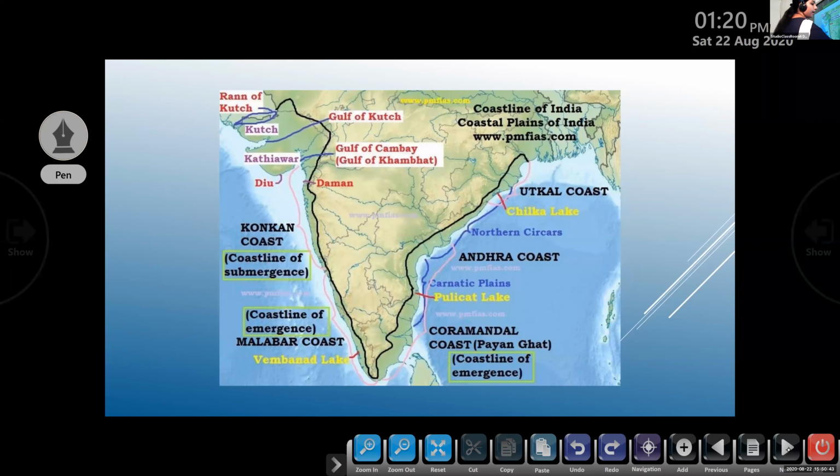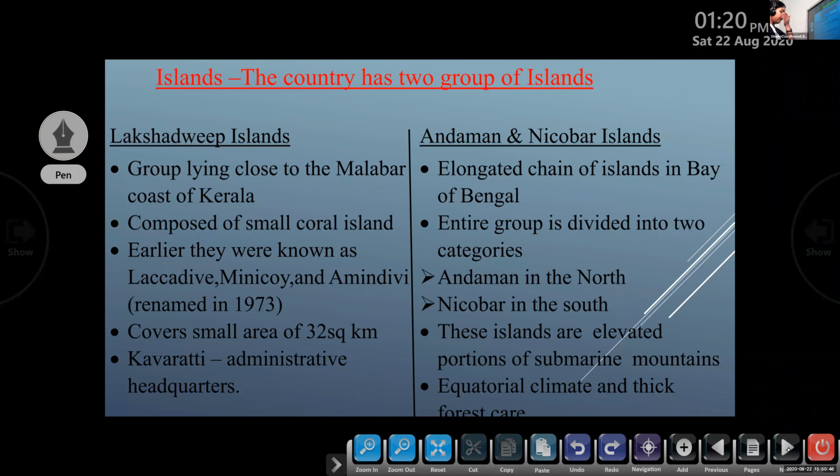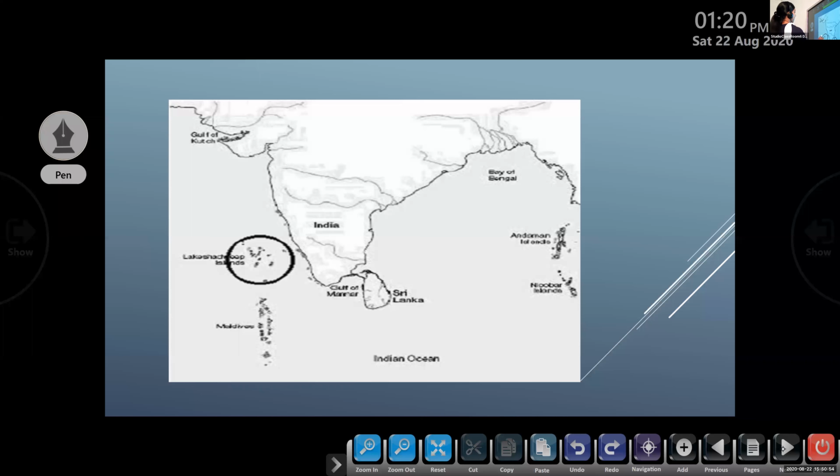Okay, next and last topic is islands. India has two island groups: Lakshadweep Island and Andaman Nicobar Islands. What about Sri Lanka and Maldives? They are countries, they are India's neighboring islands, right? India's neighbors. So they are called neighboring islands of India. Andaman Nicobar and Lakshadweep is part of India.